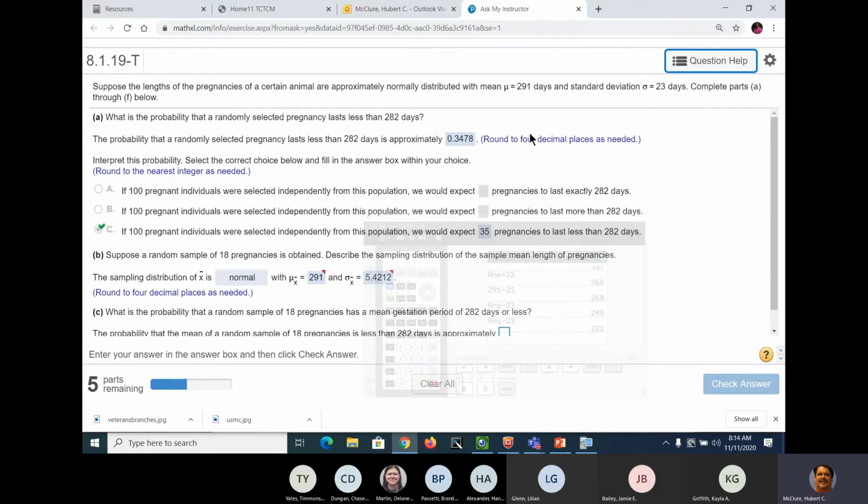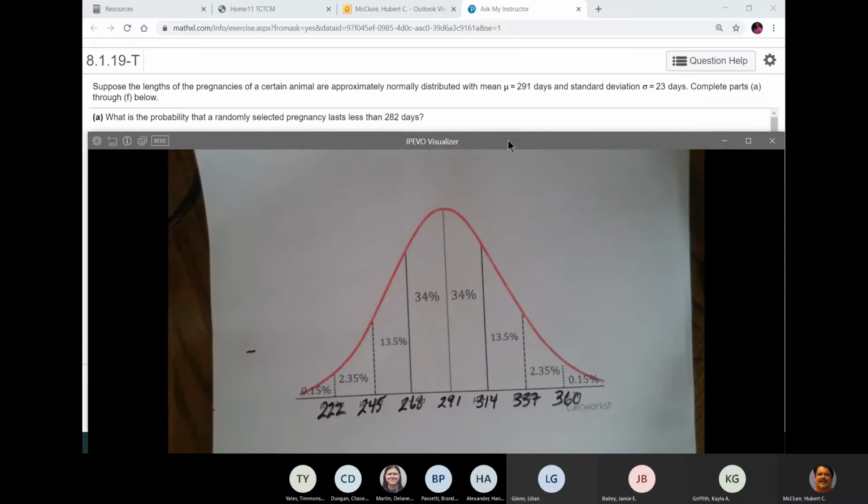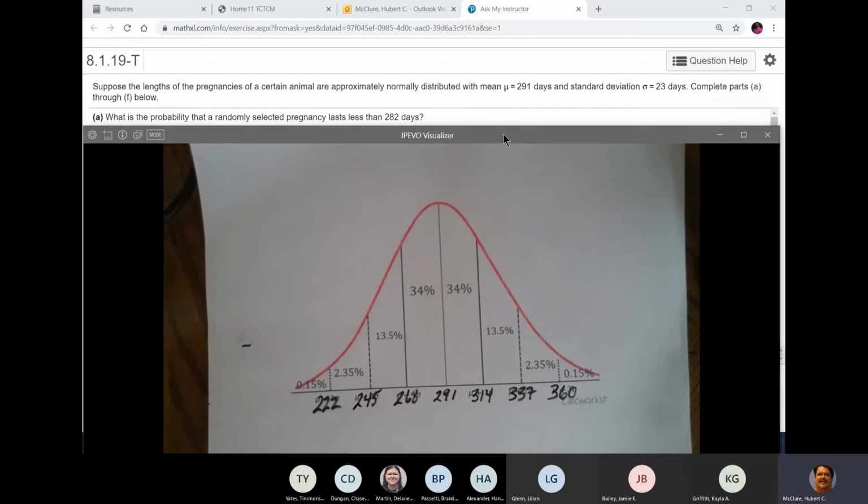Okay, the first question said, what is the probability that a randomly selected pregnancy lasts less than 282 days? Well, that's a Chapter 7 question. They haven't done anything new there. So less than 282. I'm going to take my handy dandy blue marker or red marker, 282. Well, 282 is going to fall in here somewhere.